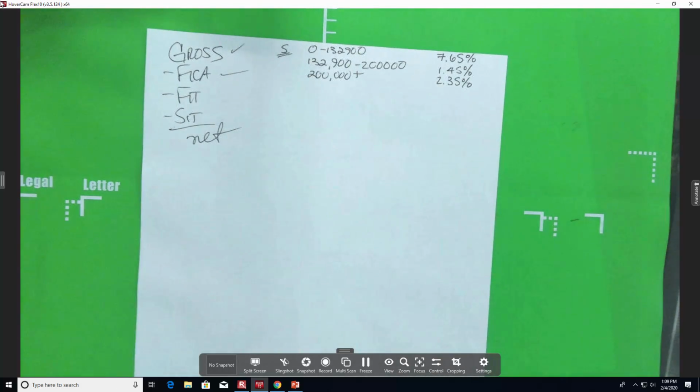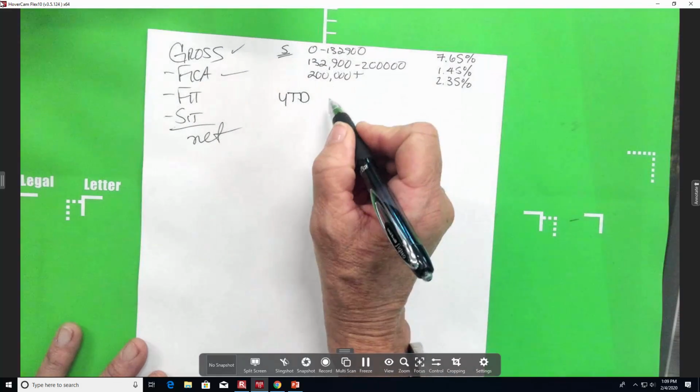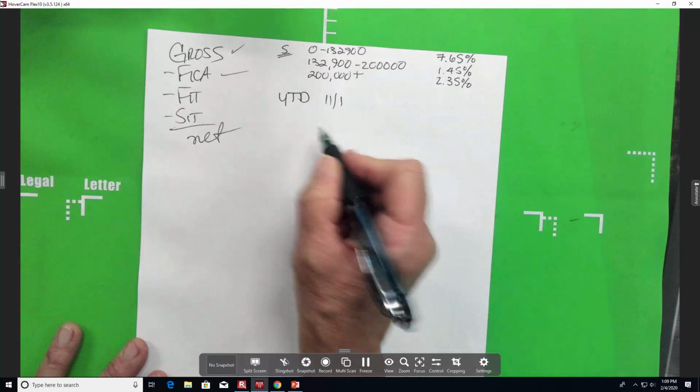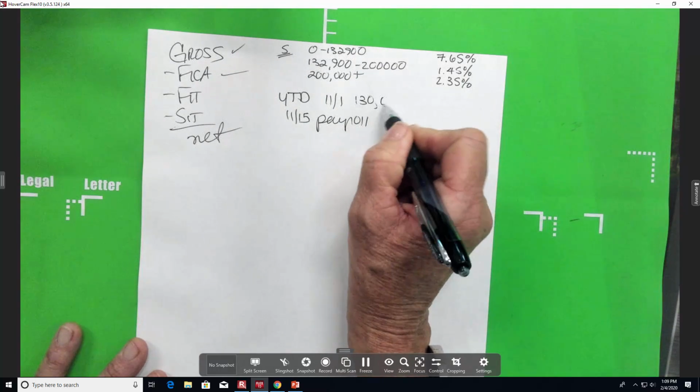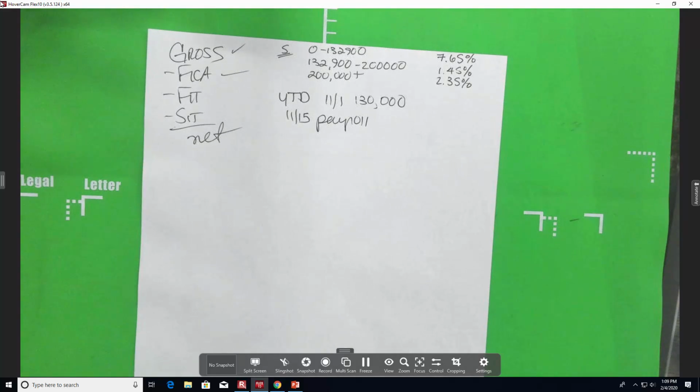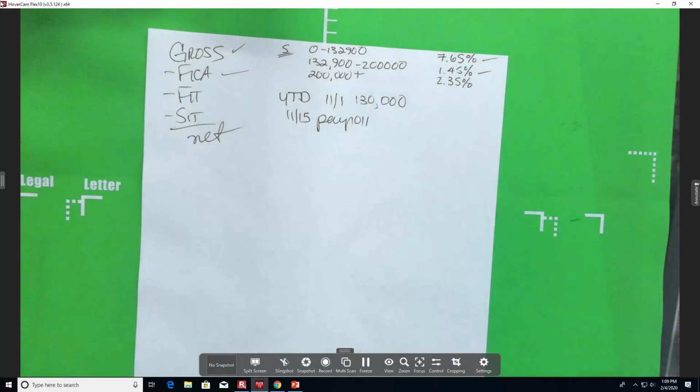Where it gets tricky is when you're in a check that's straddling one of these numbers. What do I mean by that? My year to date before today, say my year to date on 11/1 was $130,000, and now I'm running the 11/15 payroll and my check's going to be $5,000. What's happening on my 11/15 payroll? I'm straddling the cap. So some of it's going to have the full amount, right? And some of it's only going to have this amount, right?